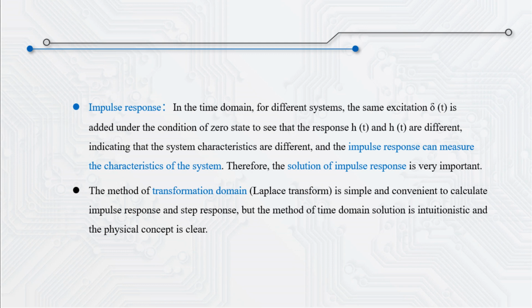A small summary. For different systems at zero state, under the same excitation delta(t), the output response h(t) is different. So impulse response can be used to measure the characteristic of a system. Thus, its solution is very important. It's also the key point of this part. Although solving h(t) and g(t), which are impulse response and step response, in the time domain is more complicated than using the transform domain method, solving it in the time domain is more intuitive, and its physical concept is clearer.